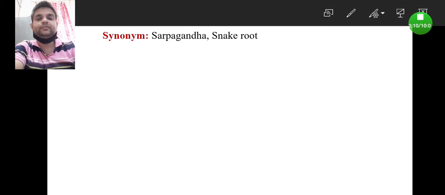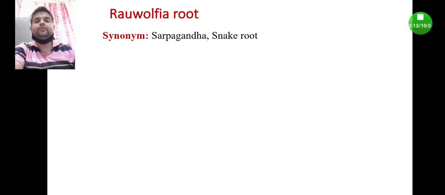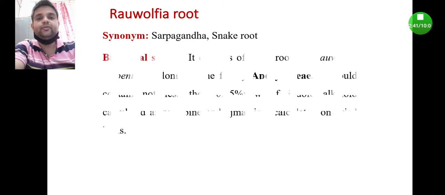Now let us discuss the Rauwolfia root pharmacognosy. Rauwolfia root is also known as Sarpagandha or snake root. It is a traditional Indian medicinal plant. Sarpa means snake, Gandha means smell. When the Rauwolfia root is collected fresh, its shape is like a snake. That's why it is known as Sarpa, and it smells like a snake. That's why it is known as Sarpagandha root or snake root.